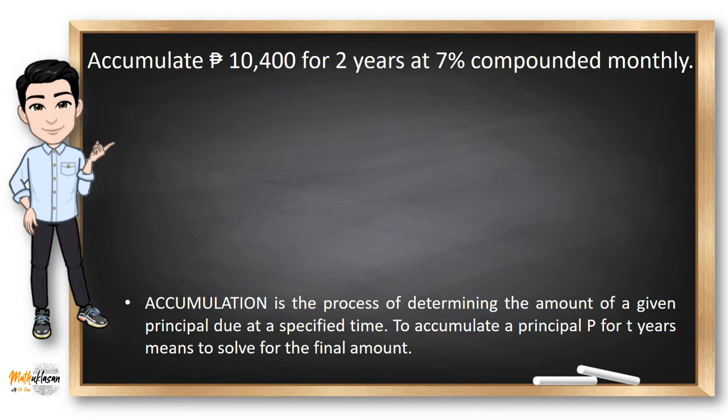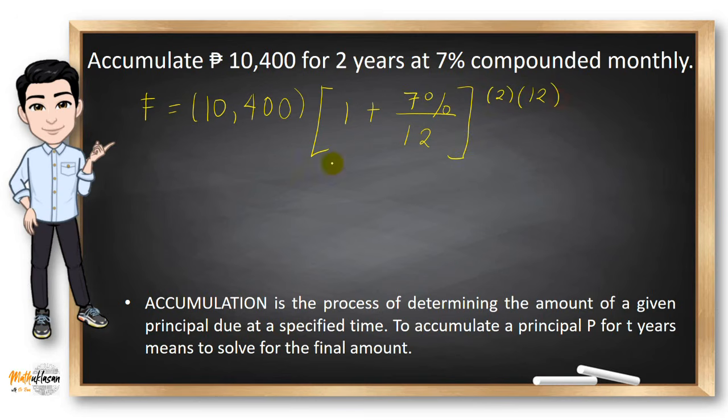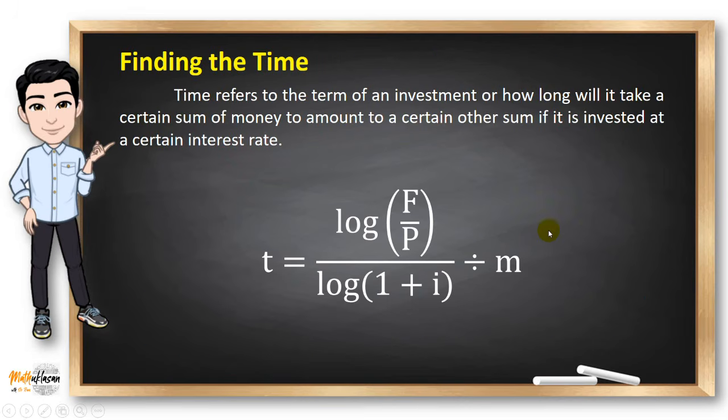Accumulation is the process of determining the amount of a given principal value due at a specified time. To accumulate a principal P for T years just means to solve for the final amount. So again, we just need to use the formula final amount in the compound interest. Accumulate 10,400 for 2 years at 7% compounded monthly. So using the formula F equals the principal, which is 10,400, multiplied to 1 plus 7% divided by 12, because m is equal to 12. T here is equal to 2 and m is equal to 12. Using your calculator, the answer is 11,957.98 pesos.